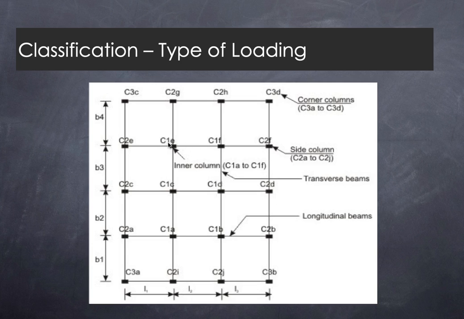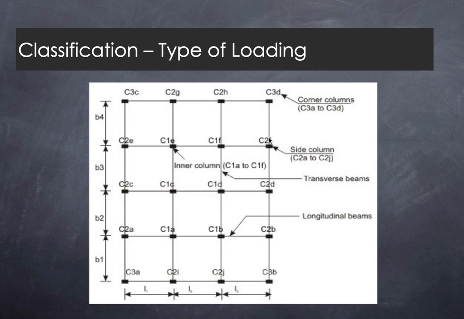Now how do they differ? You can see this corner column has a beam from this side and a beam from this side. So the reaction of this beam may not be passing through the centroidal axis of the column. In that case this corner column is eccentric, it is subjected to loading eccentric about both axes.